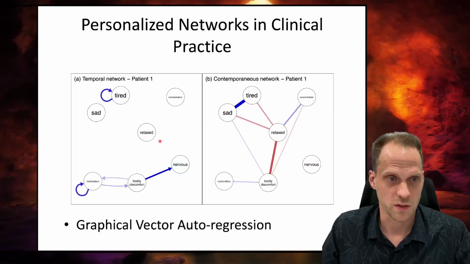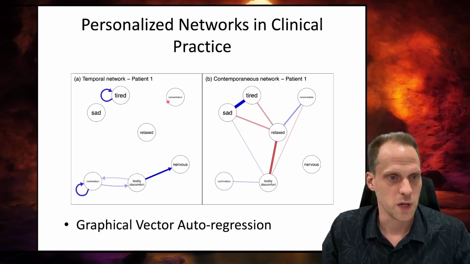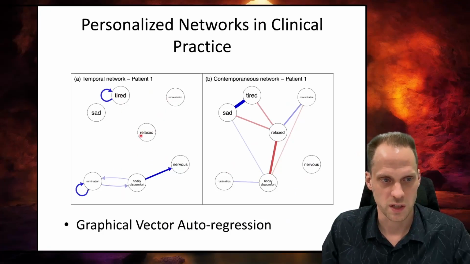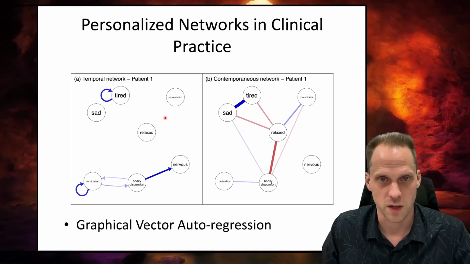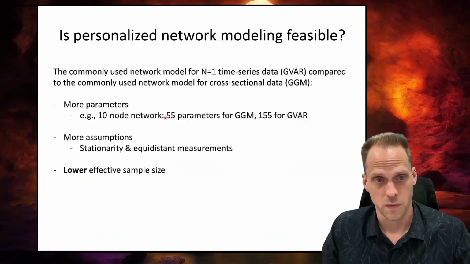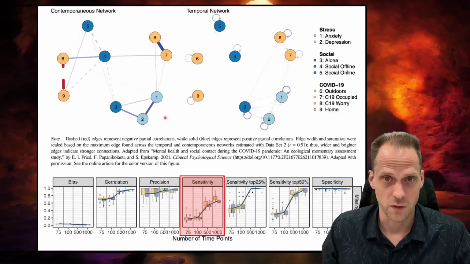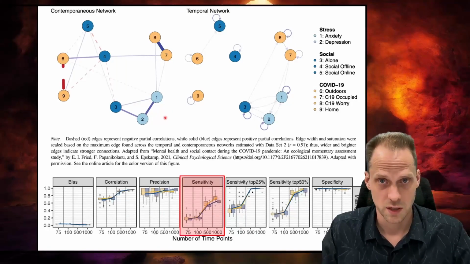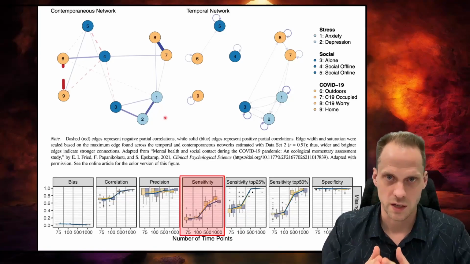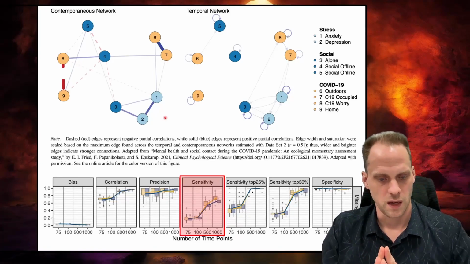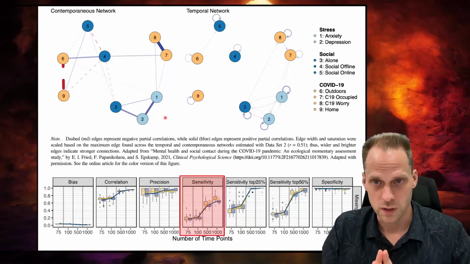So maybe, okay, this is the network that we have, but maybe we missed some small effects here that should have been included simply because we did not have enough power. That's important to know if you do this type of modeling in clinical practice, that you have this power problem. You have limited power to detect edges.